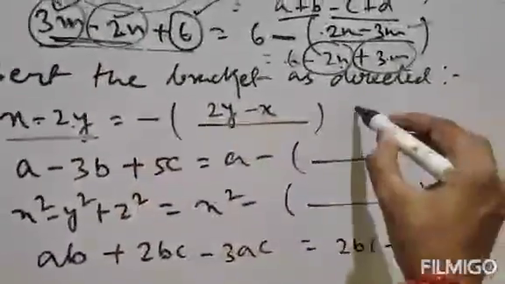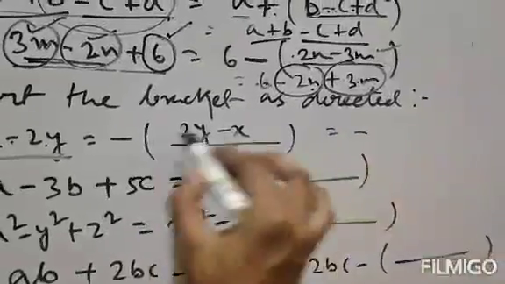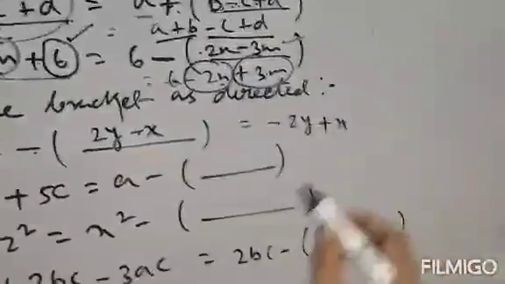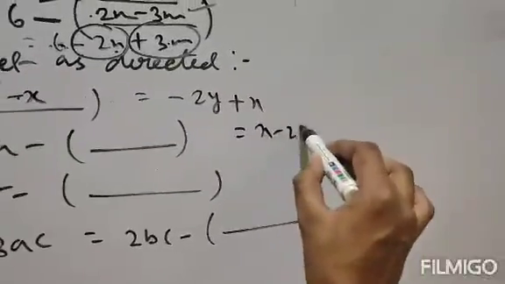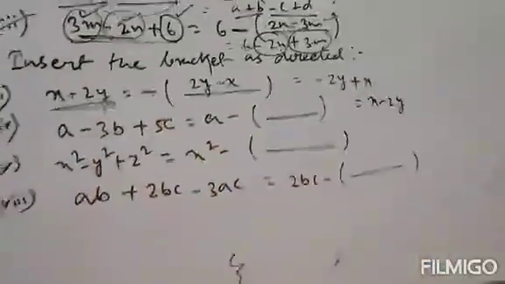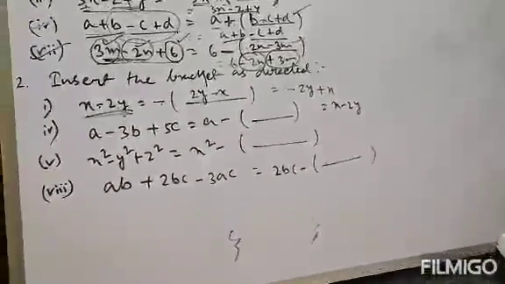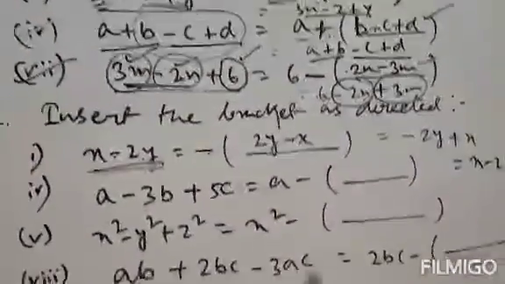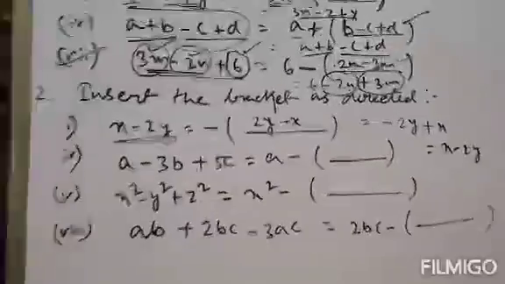Now check. Whenever you open this bracket, there is a minus 2y, and minus minus will get plus, so minus 2y plus x. If you write this, it will be x minus 2y. So see, it is x minus 2y. That means both sides matched. So the correct answer will be 2y minus x. Whenever there is a minus sign, the sign will be automatically reversed.